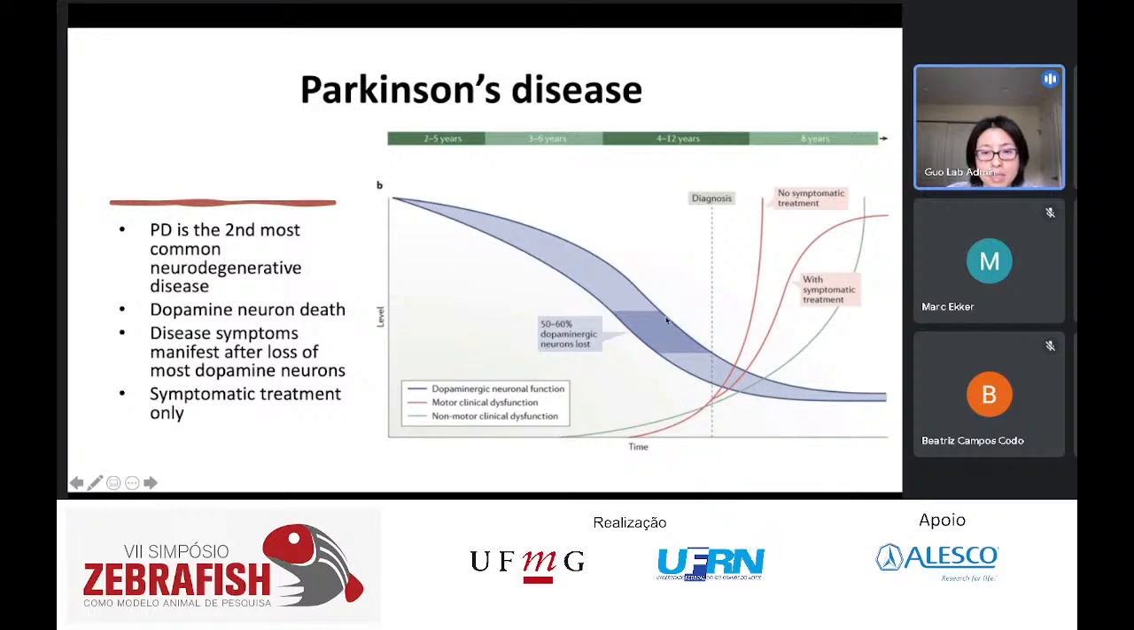As shown in this graph, you can see the motor symptoms just starting to pick up right around when 50-60% of dopamine neurons are lost. And then when more neurons are lost, the symptoms get even worse. So far, there is no treatment for Parkinson's disease except symptomatic management. Therefore, neuroprotective or disease-modifying therapies are in urgent need.